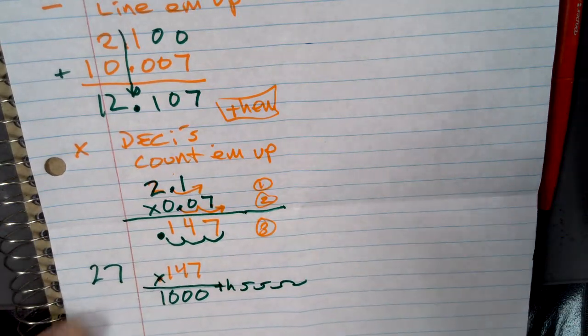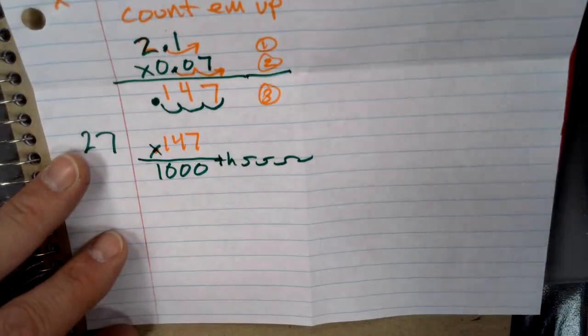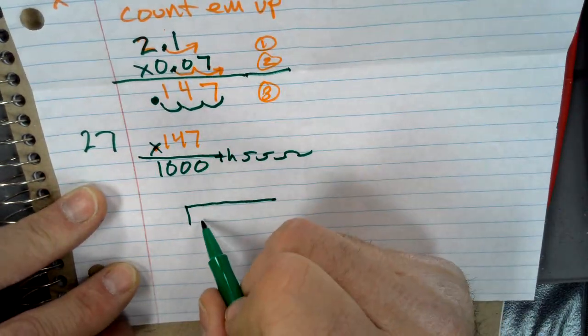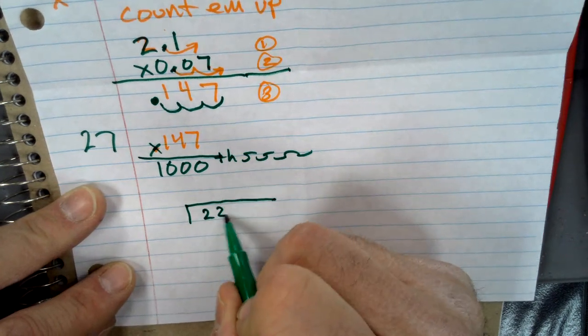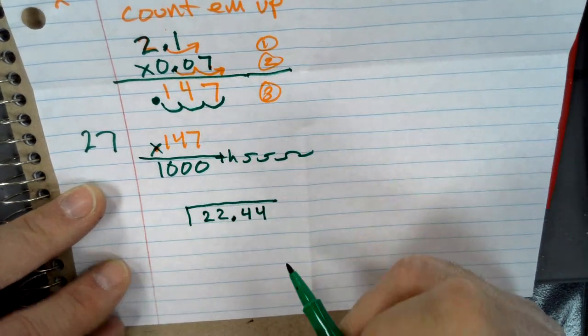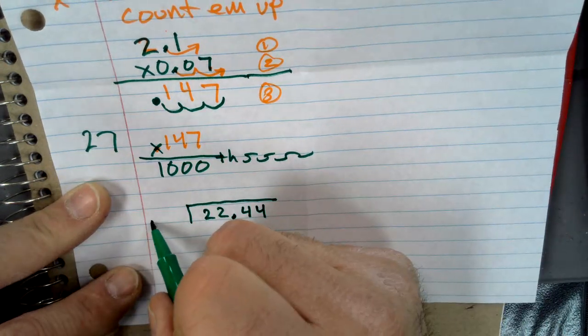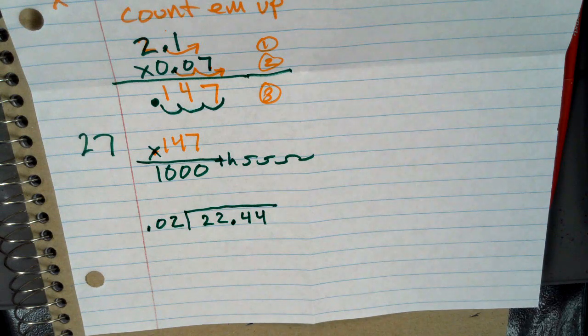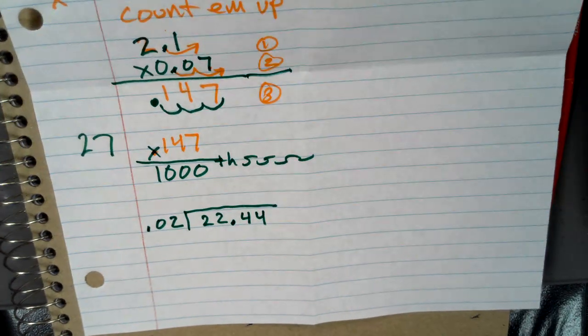Okay. All right. Last one for decimals. Let's make it an even number. 22 and 44 hundredths divided by 0.02.